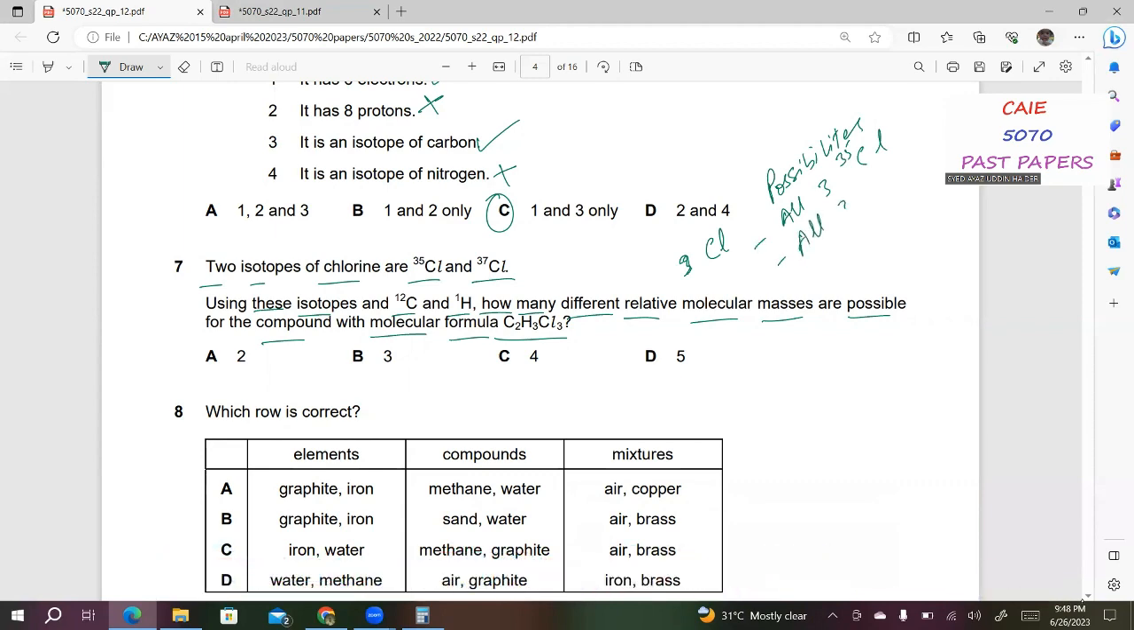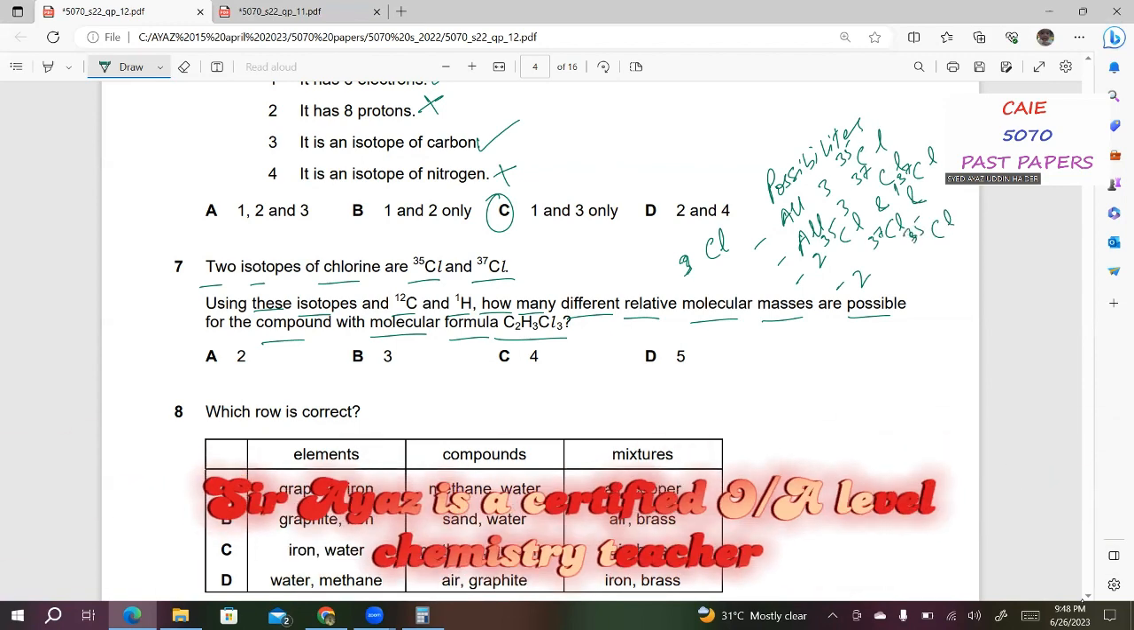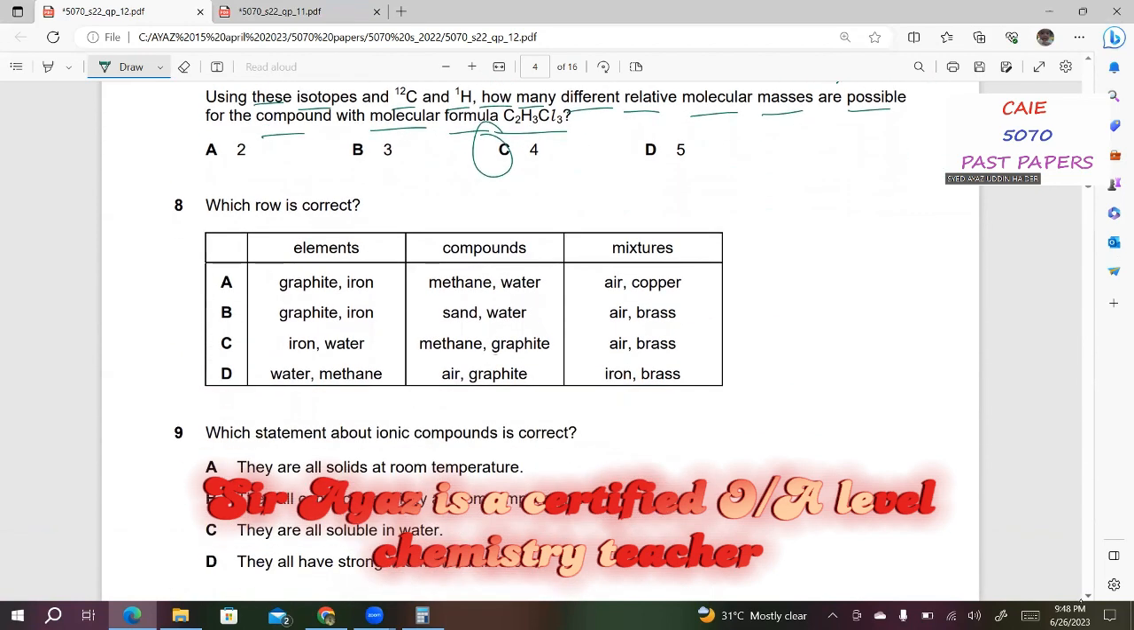Possibility number 2: all 3 chlorine are Cl37. Possibility number 3: 2 are Cl35 and 1 is Cl37. And the last possibility: 2 will be chlorine 37 and 1 chlorine 35. So there will be 4 possibilities for this one. C will be the right answer for this one.